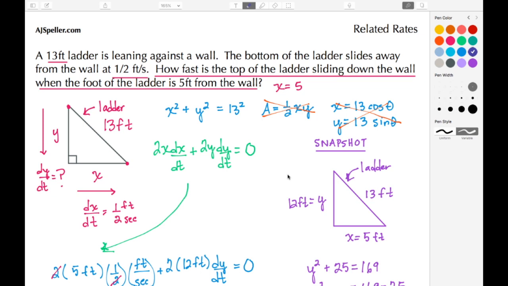And just to recap, we have a 13-foot ladder that's leaning against a wall. The bottom of the ladder slides away from the wall at a constant rate of a half a foot per second. So this bottom piece here is sliding away from the wall. We want to figure out how fast is the top of the ladder. This here is the top of the ladder. How fast is the top of the ladder sliding down the wall when the foot of the ladder is 5 feet away from the wall?